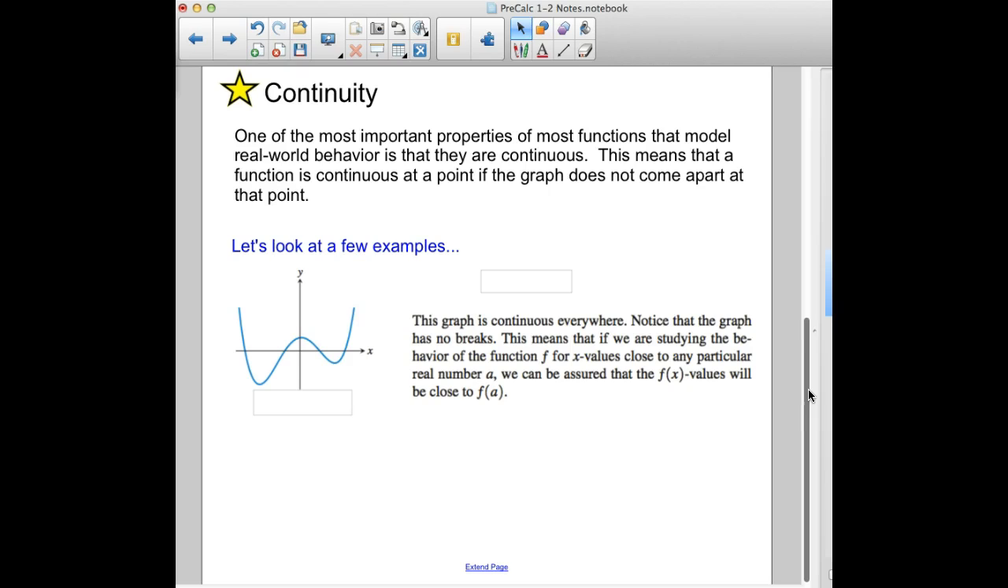All right, so the most important property of functions that model real-world behavior is that they are continuous. This means that the function is continuous at a point if the graph does not come apart at that point. What that means is, can you start dragging your pencil along the graph without having to pick it up at all? If you can draw it continuously, then we say it's a continuous function. Here's an example of one that is continuous for all x.